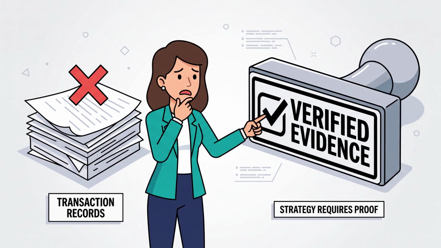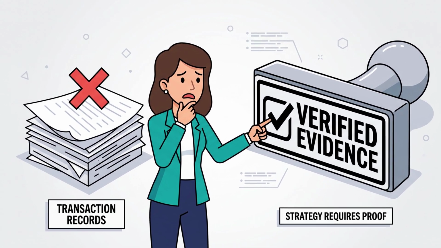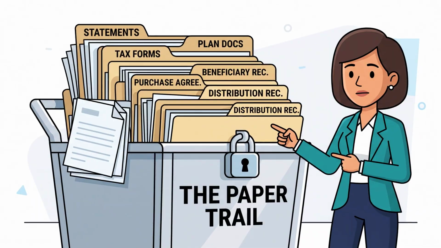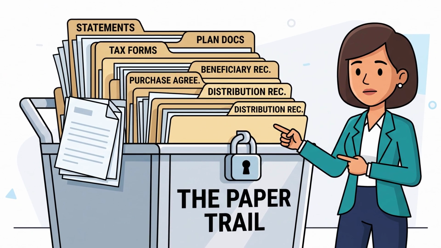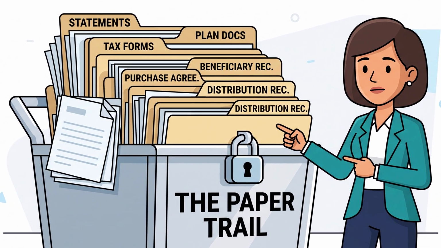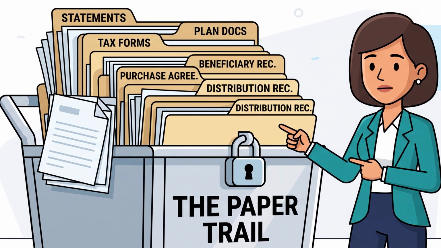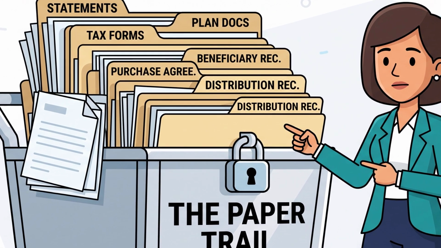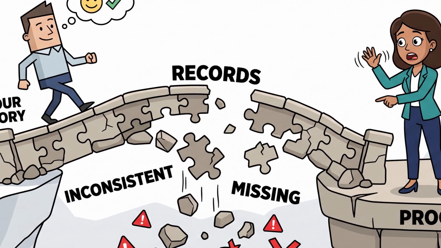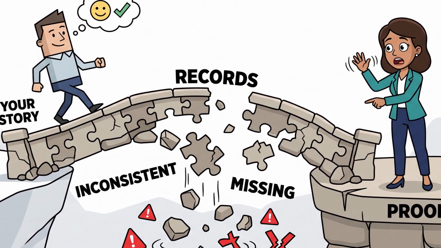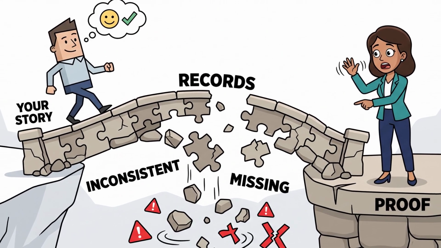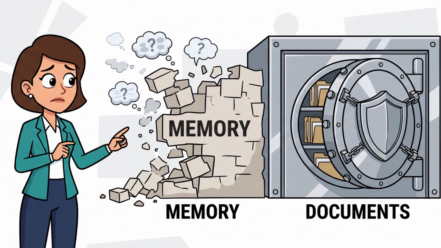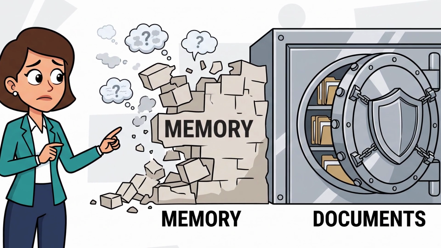Documentation is not decoration in these strategies. It is the evidence that the transaction happened the way the strategy requires. Statements, custodial forms, plan documents, tax forms, written approvals, purchase agreements, beneficiary records, conversion confirmations, and distribution records are the paper trail that turns a story into proof. If the records are missing or inconsistent, the taxpayer may still believe they followed the rule, but proving it later becomes much harder. In a dispute, memory is weak.